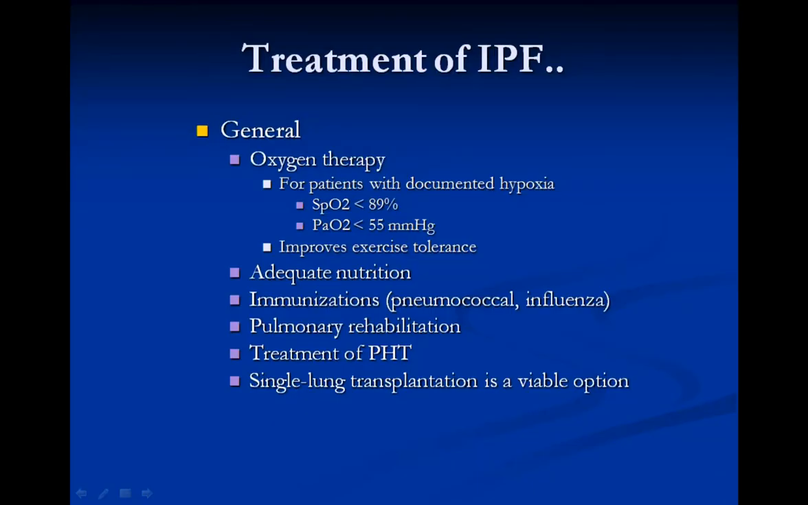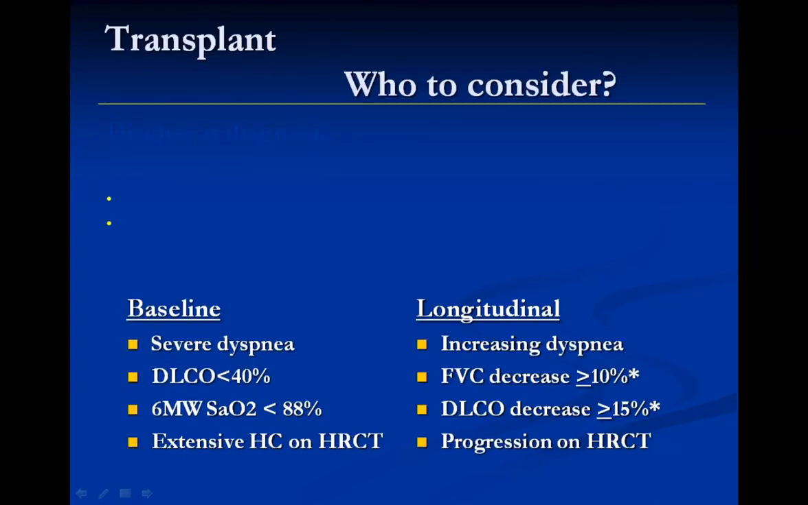Oxygen therapy, adequate nutrition, immunization, pneumococcal immunization, influenza immunization, and pulmonary rehabilitation are all very important. On lung transplantation, if there is extensive fibrosis, you may consider it. The criteria are baseline dyspnea, DLCO less than 40%, 6-minute walk test oxygen saturation less than 88%, and extensive honeycombing and extensive fibrosis on HRCT scan.